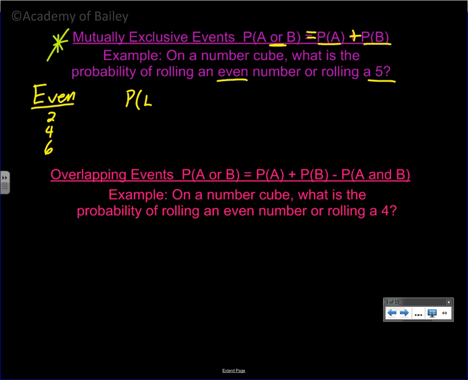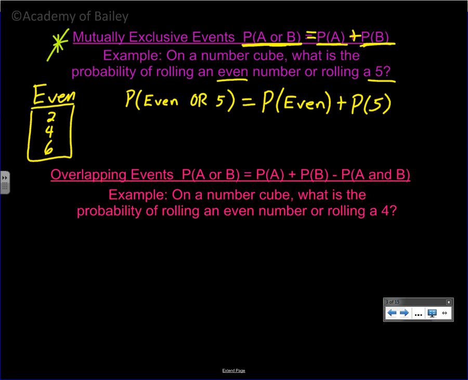So the probability of an even number or a 5, that's that part right there, is equal to the probability of event A, which is an even number, plus the probability of event B, which is a 5. I made a list for you over here on the left side of the screen. Even numbers on a number cube are 2, 4, and 6. So how many even numbers are there? There are 3 even numbers out of how many total numbers? 6.